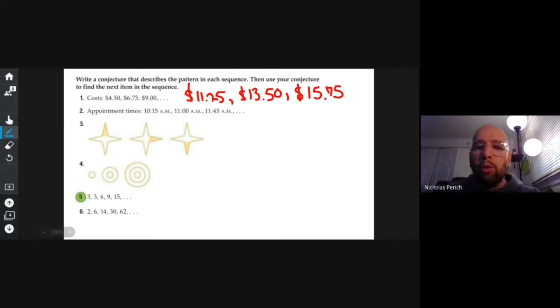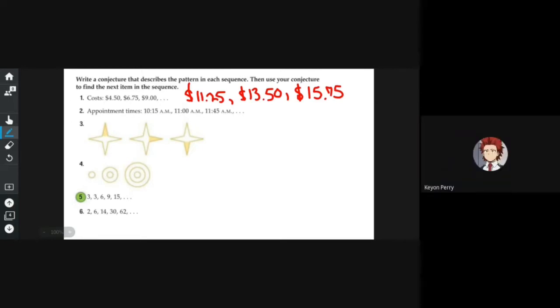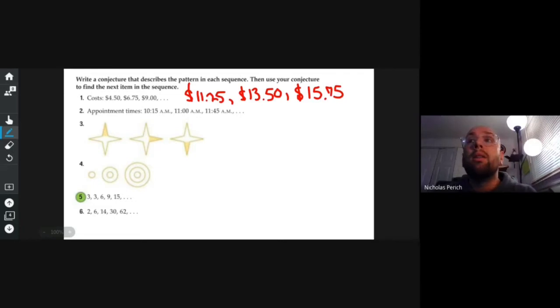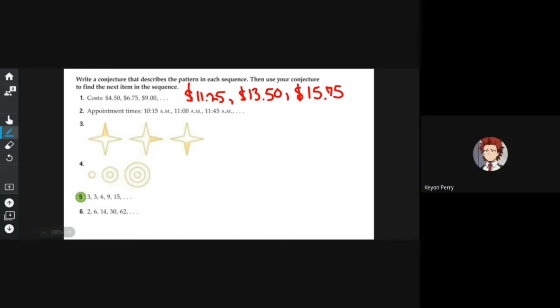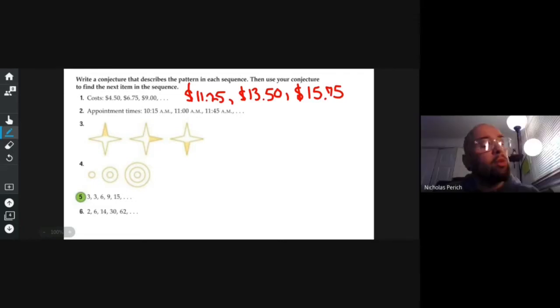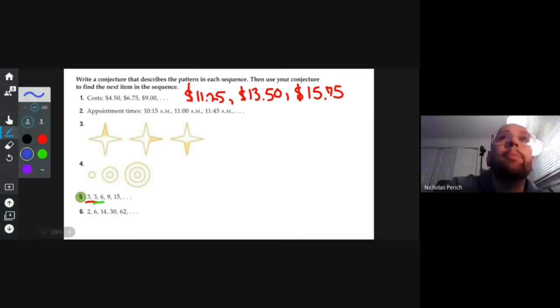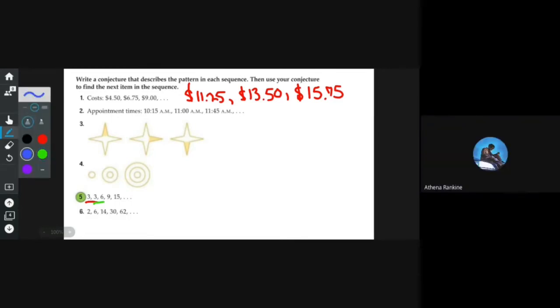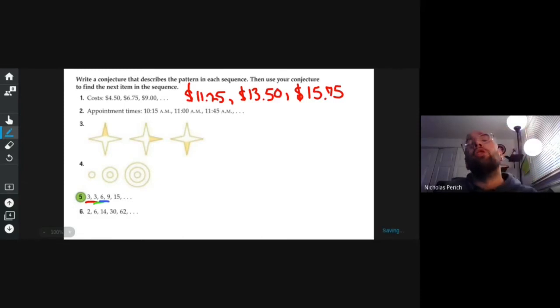It's not add 3. If I added 3 plus 3, I got 6. If I added 3 plus 6, I got 9. Add the sum to the next number. Very good. You add the previous 2 numbers to get the next number.